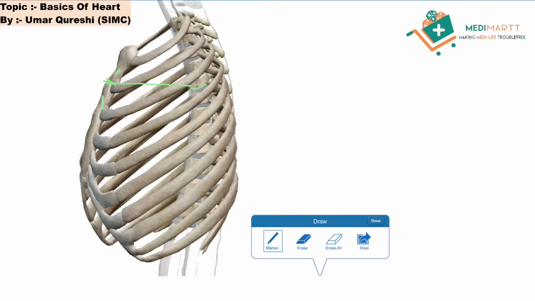It lies opposite to the thoracic 4 vertebra and projects forwards, forming an important landmark. We all know that the sternal angle forms an important landmark, and it slightly projects forwards. You can see it is coming like that and projecting forwards.